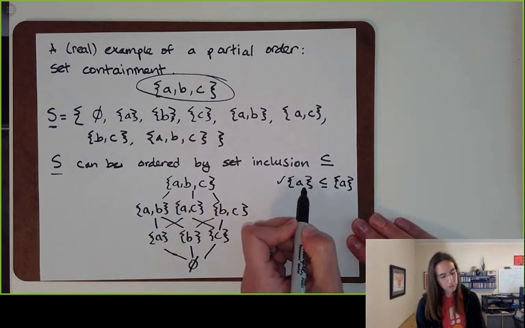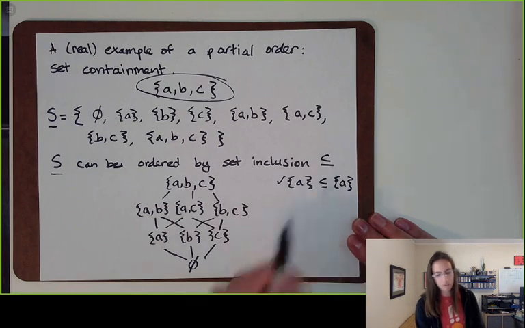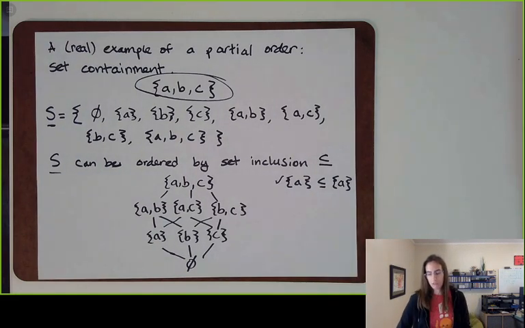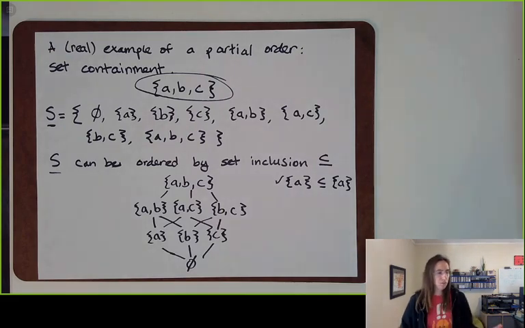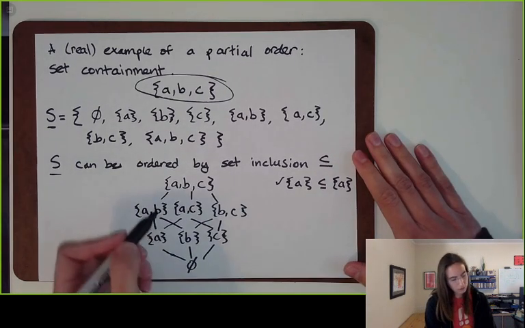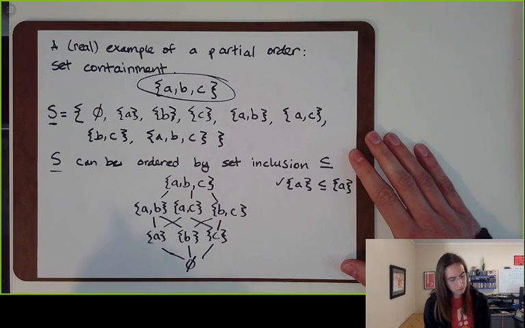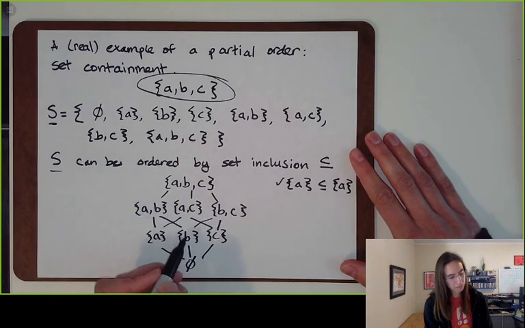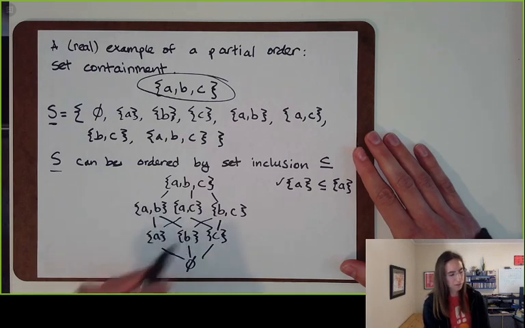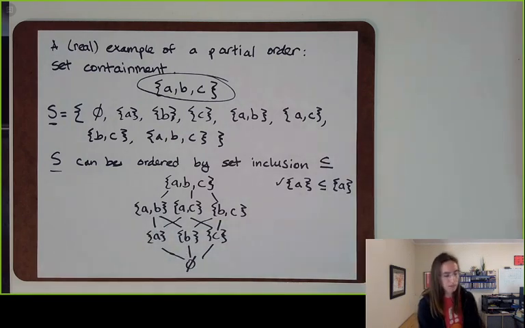So we just looked at this relationship, which was reflexivity. What about anti-symmetry? Anti-symmetry says that in this case, if something is a subset of something else and also the opposite, then they have to be equal. I can't come up with anything here where something is a subset of something else and also the opposite is true without them being the same.